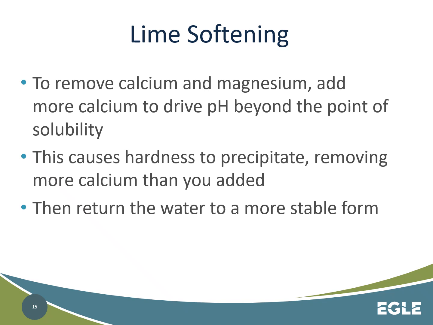If I want to remove calcium from water, I can add more calcium, increasing the pH and reducing the solubility so that all the calcium I added precipitates out, and even more that's already there in the water also precipitates out. That's how we handle lime softening. We oversaturate the water with calcium so we can precipitate out more calcium. This produces a pretty unstable water, so we will have to deal with that. It also produces a lot of calcium sludge that has to be disposed of.